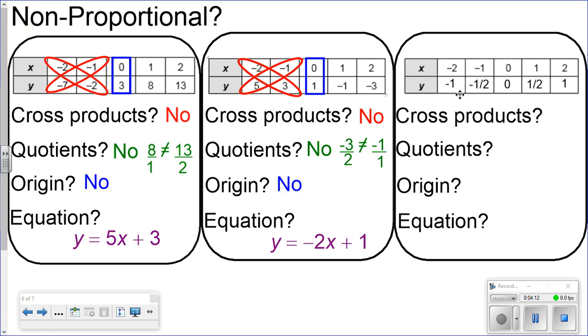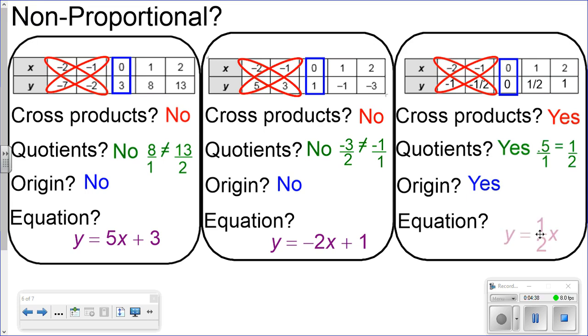All right, let's look at this third example. How about cross products? -1 times -1 is +1, and -2 times -1/2 is also +1. All right, let's check some quotients. 0.5, or a half, divided by 1 is a half, and 1 divided by 2 is a half. How about the origin? Yes, we can see here we've got the 0, 0. So it does go through the origin, so our equation would be y equals 1/2 x. No extra number.